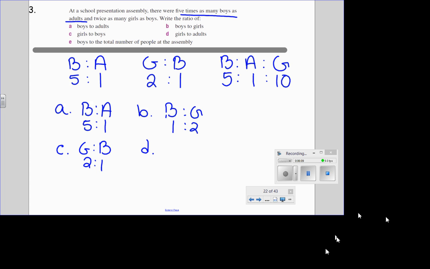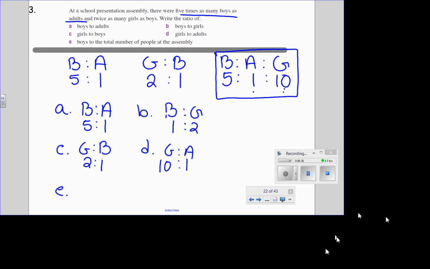For D, it says girls to adults. Now this one is the first one that's a little bit trickier. We're going to have to look, okay, if I go from girls to adults, let's look over here at what we made earlier. For girls to adults, that means for every 10 girls that I have at the assembly, I have 1 adult. So that is my ratio. I have 10 girls for every 1 adult that's present.